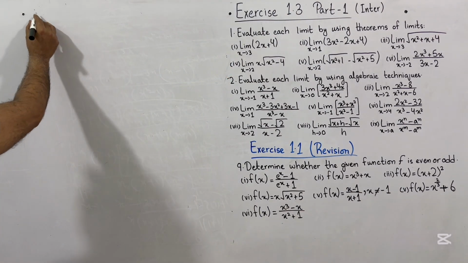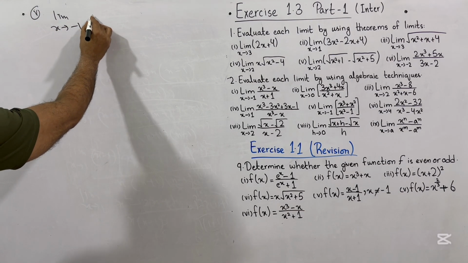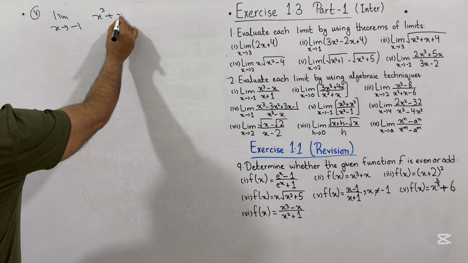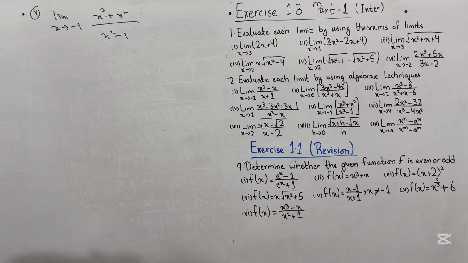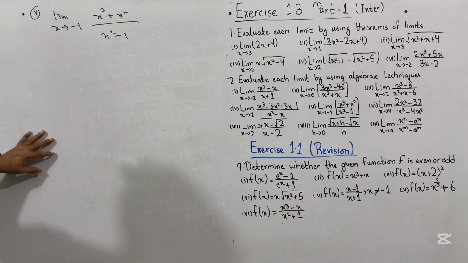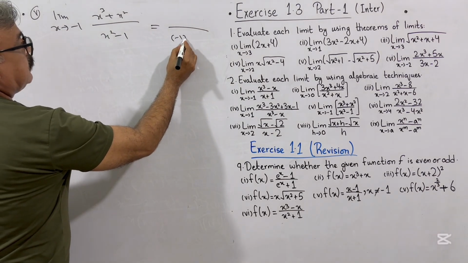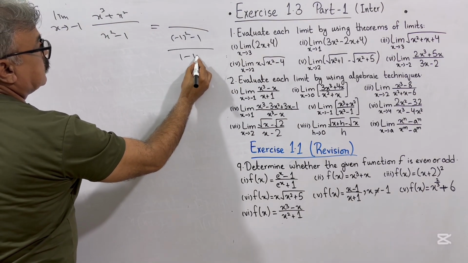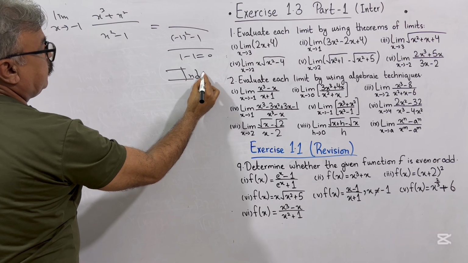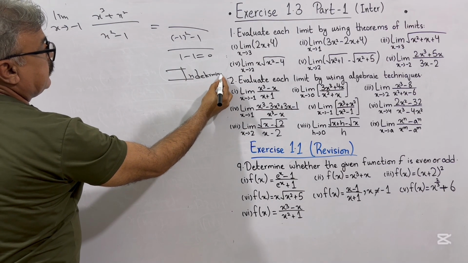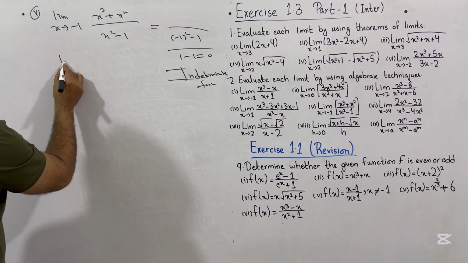Here, question number 5. Limit x tends to minus 1, I have x cube plus x square overall x square minus 1. Look at this, just only check the denominator. If it is not overall 0, then it's our answer. Here it is minus 1 square minus 1, means 1 minus 1, denominator is 0. Same indeterminate form. Avoid it by taking something common from the numerator.